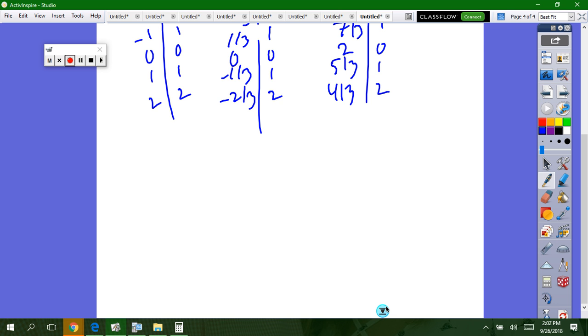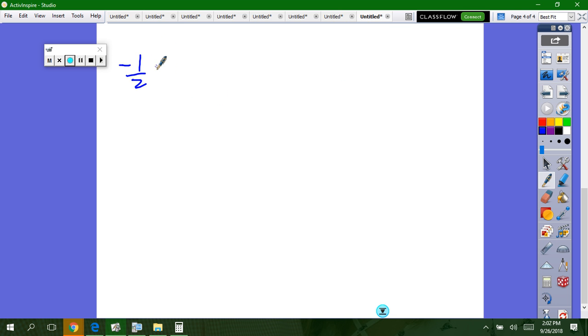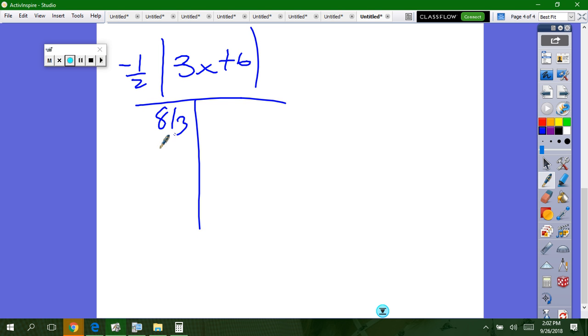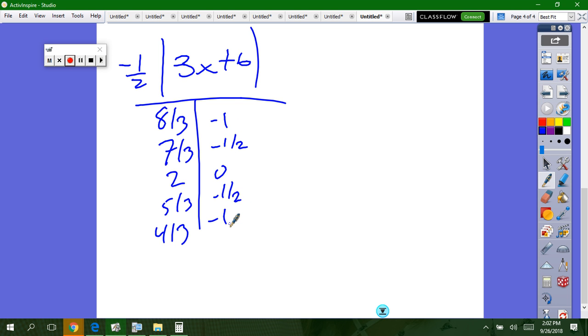Times by negative 1/2, correct? So I have negative 1/2. I've already played with all this stuff. I can go back to it. Right? So is that the x values or the y values? The y. So do my x values change? Still the same, right? So this becomes negative 1, negative 1/2, 0, negative 1/2, and negative 1. Am I correct in that?